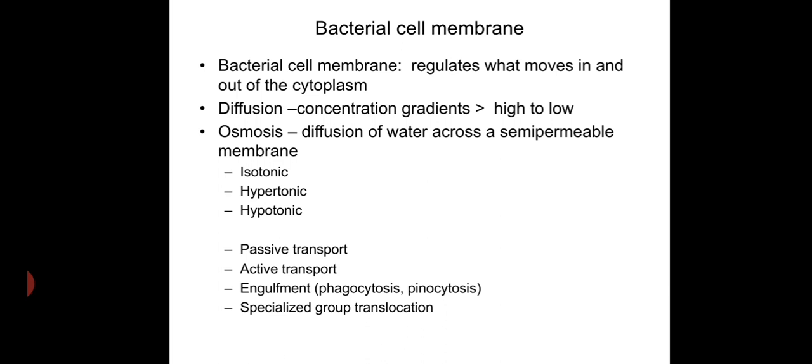So, similar to eukaryotic cells, the bacterial plasma membrane functions similar to the eukaryotic mitochondria and the chloroplast.